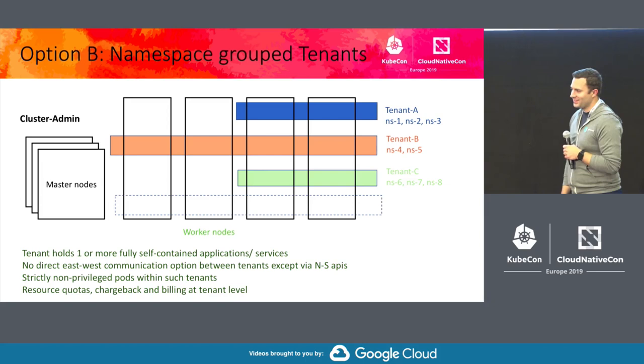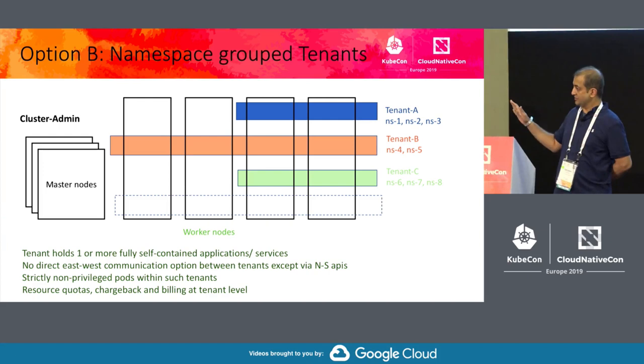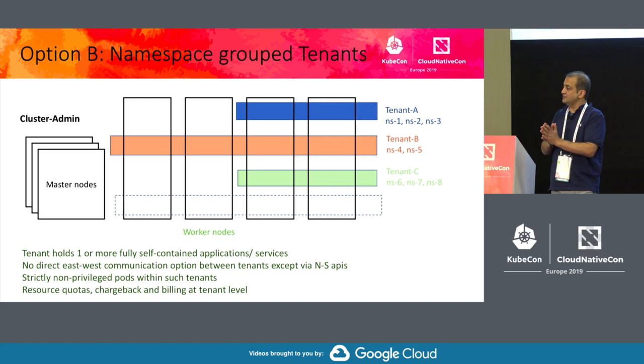One initial thought is that in option B, tenants will never get any cluster scope resources at all. It's a restrictive model. You can only get namespace resources in option B, and you cannot necessarily get all namespace resources. It depends on how conservative you want to make the security profile.